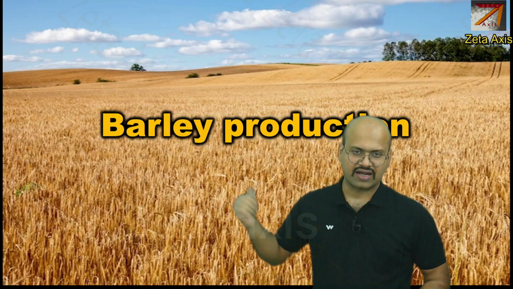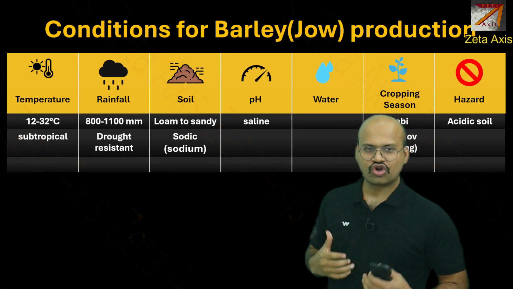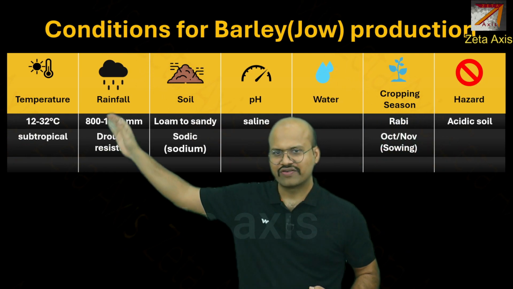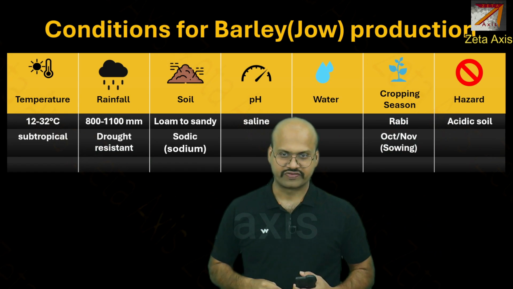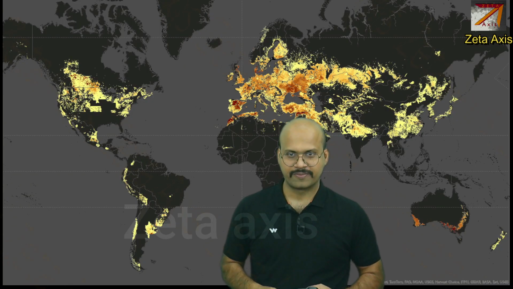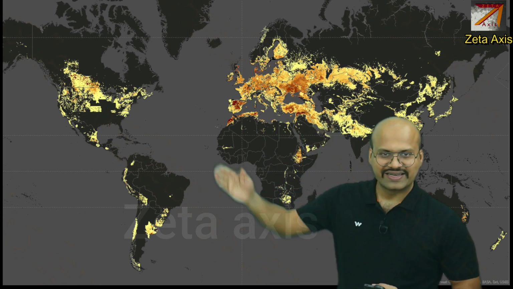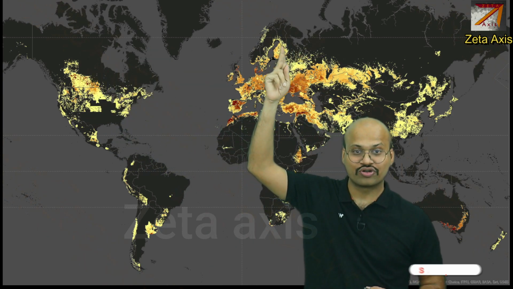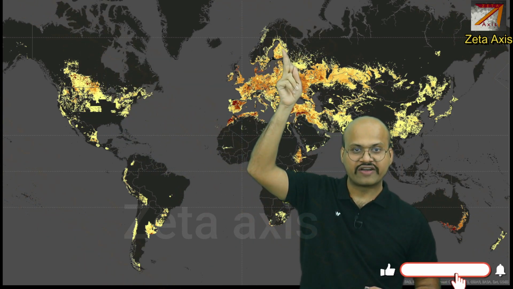Next is barley. So barley is a crop of subtropical region and it can grow in cooler atmospheres. It is very drought resistant and requires less amount of water. And that is why we can again see that it is spread across higher latitudes, in fact higher than soybean. We can see that barley is even produced in Sweden and Finland.